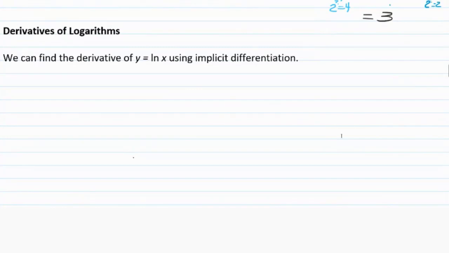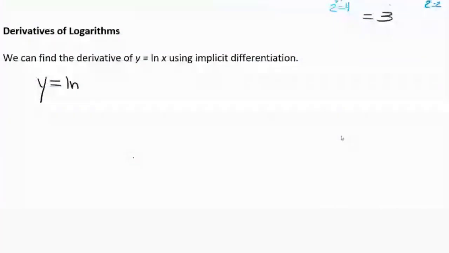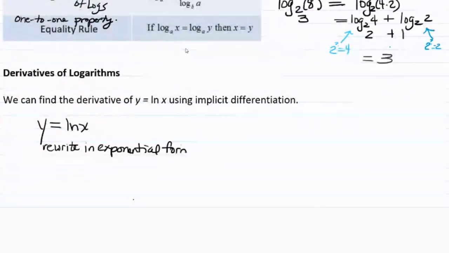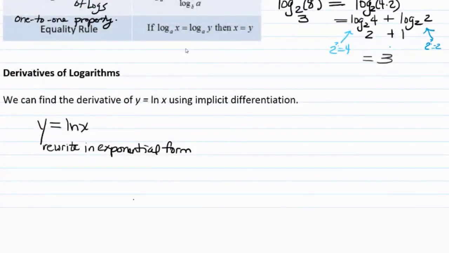All right, so now we're going to find the derivative of y equals the natural log of x. And we're going to do this using implicit differentiation. So what I mean by that is we're going to start by taking y equals the natural log of x, which we don't know how to find the derivative of, and we're going to rewrite it in what's called its exponential form instead of logarithmic form, because we know how to take the derivatives of certain exponential functions.